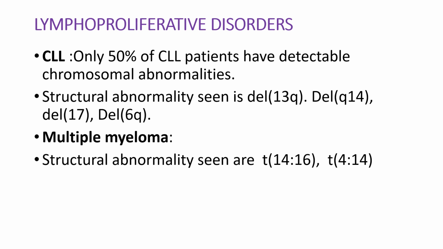Coming to lymphoproliferative disorders. One among them is chronic lymphocytic leukemia. Only 50% of chronic lymphocytic leukemia patients have detectable chromosomal abnormalities. The commonest structural abnormalities seen are deletion in the long arm of chromosome 13 and deletion in the long arm of chromosome 14, chromosome 17 and the long arm of chromosome 6. In multiple myeloma, the commonest structural abnormalities seen are translocation between chromosomes 14 and 16 and 4 and 14.